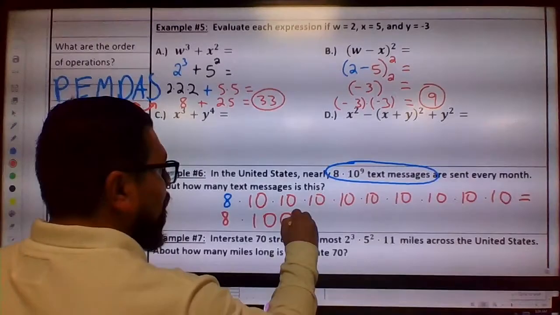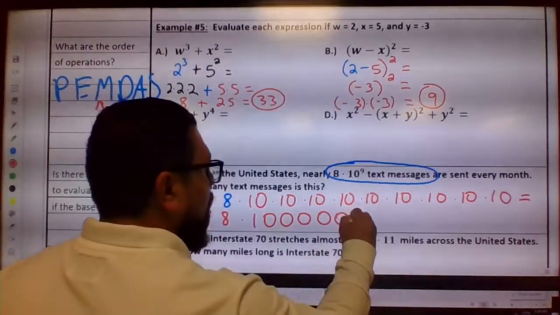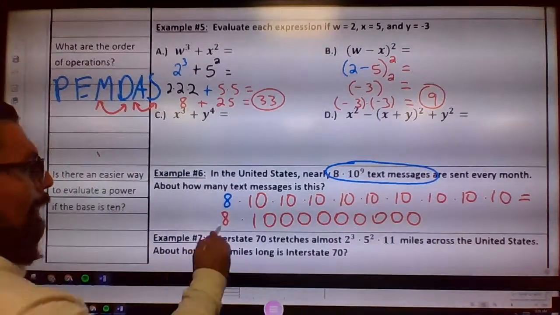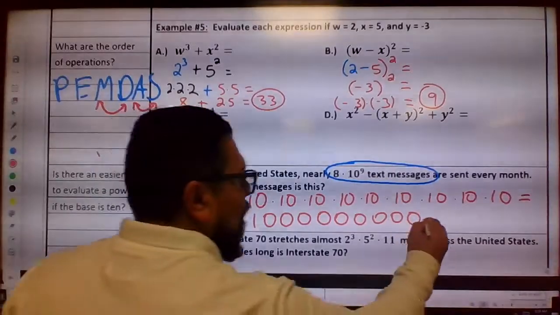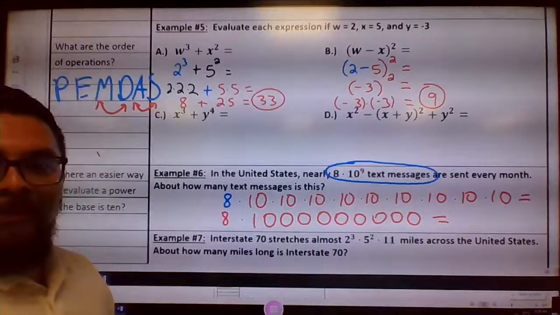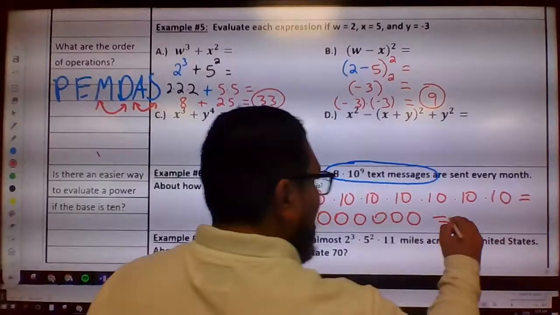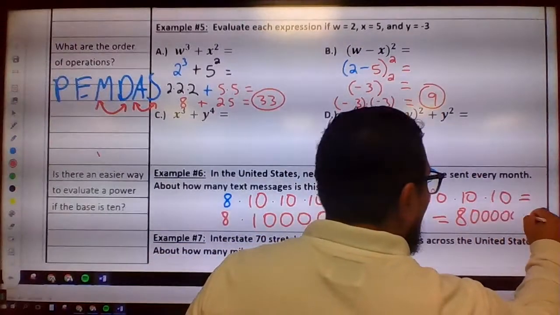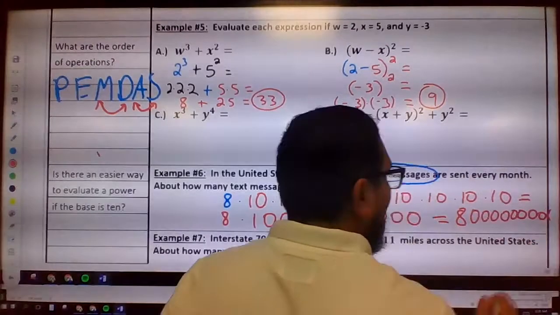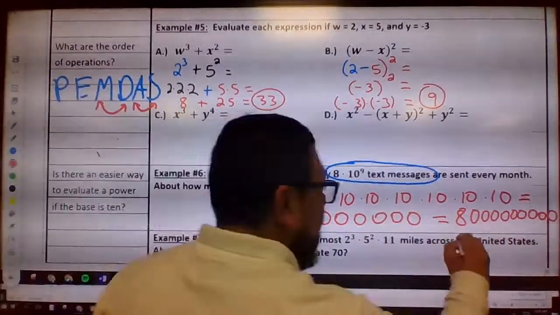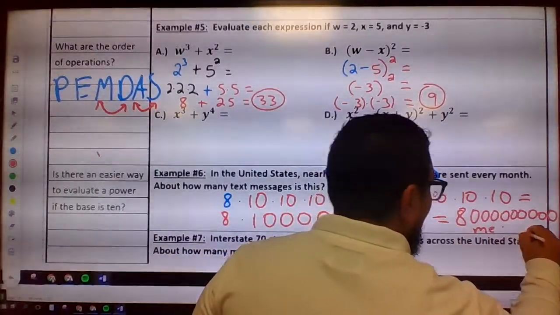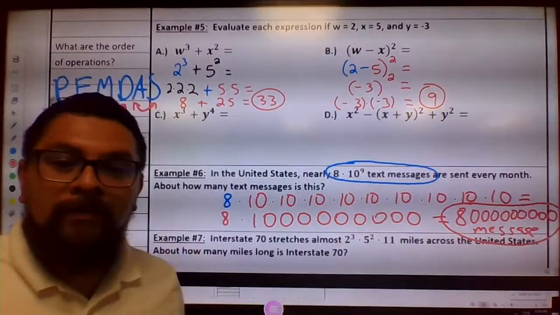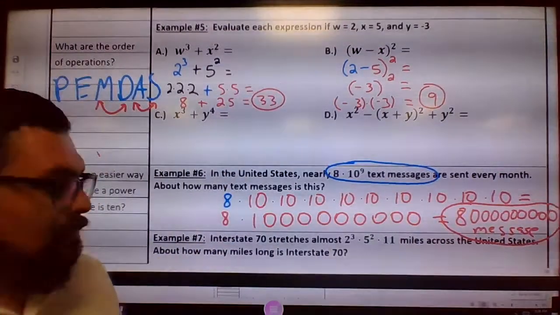1, 0, 0, 0, 0, 0, 0, 0, 0. 8 times 1 billion. So what's 8 times 1 billion? 8 billion, right? So 8, 1, 2, 3, 4, 5, 6, 7, 8, 9. 8 billion messages. That's a lot. 8 billion messages.